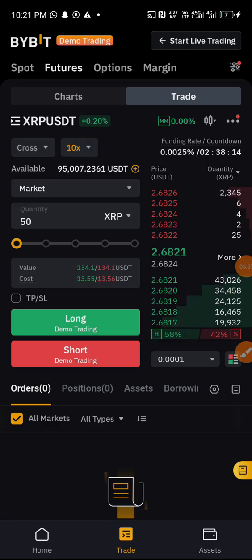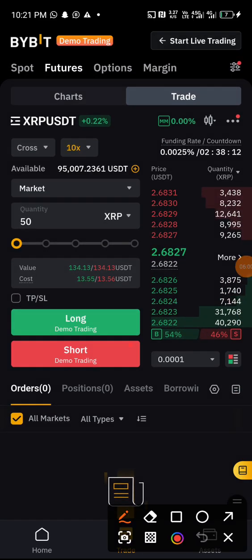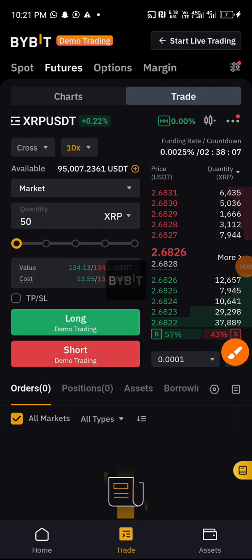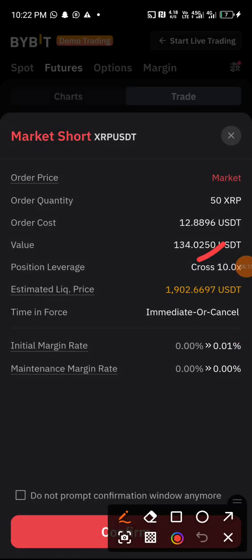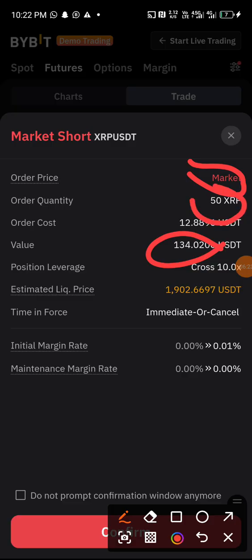So now I've taken a leverage of 10x. Don't forget, we are taking a short trade, so I'm going to click on short. If I click on short, it will bring me to somewhere of this very nature. It has told me the order cost and the value. The order price is the market price. The order quantity is 50 XRP. The position leverage is 10x. The estimated liquidation price is this.